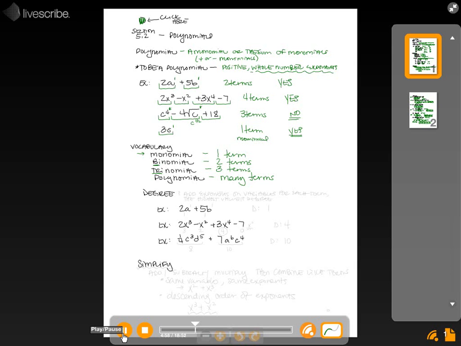Now the degree, we're going to get its definition here too. To get the degree of a polynomial, you add the exponents on the variables, not on the coefficients. Okay, not on the number part, just on the variables for each term. And then the highest value is the degree.